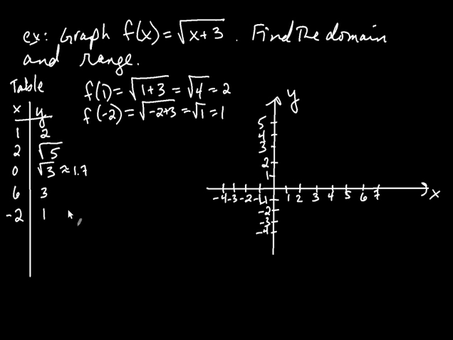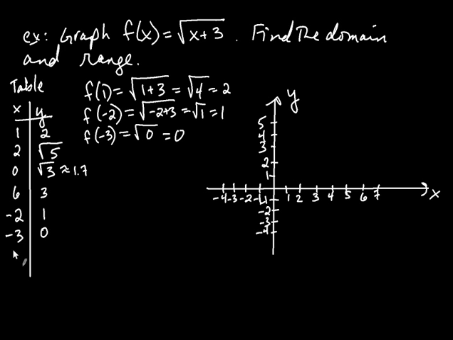And then finally, if you plug in -3, what happens? Well, -3 plus 3 is 0, and the square root of 0 is 0. So if I write that out, f of -3 is the square root of 0, because -3 plus 3 is 0. And then the square root of 0 is 0. So -3 is actually a good choice for x.